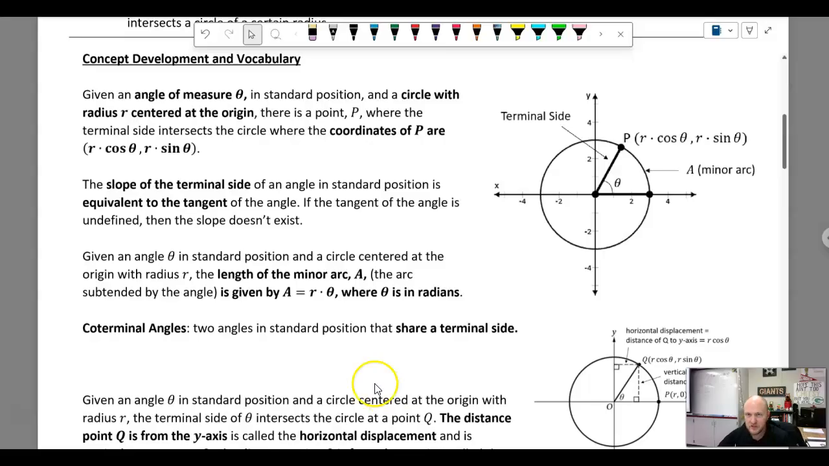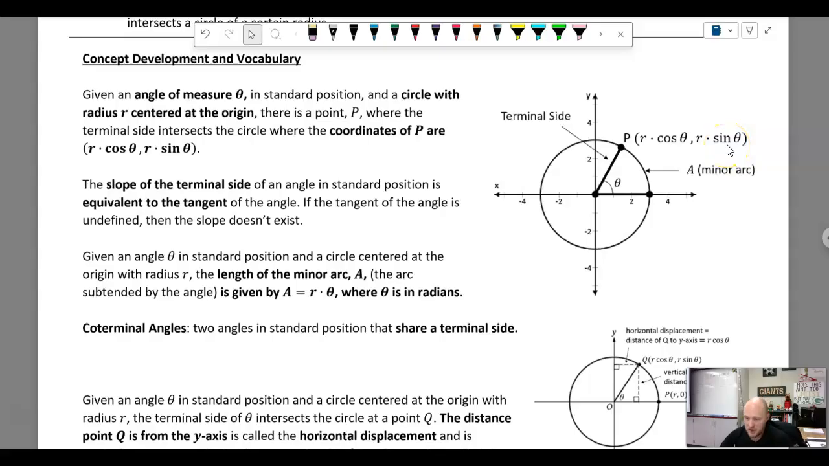1. Given an angle measure of theta in standard position with a circle with a radius r centered at the origin, there's a point P where the terminal side intersects with the circle, where the coordinates of P are r cosine theta, r sine theta. And so here's a visual of this. We have a circle centered at the origin. I have an angle, and my angle intersects with the circle at this point P. We're just saying that the coordinates are r cosine theta, r sine theta.